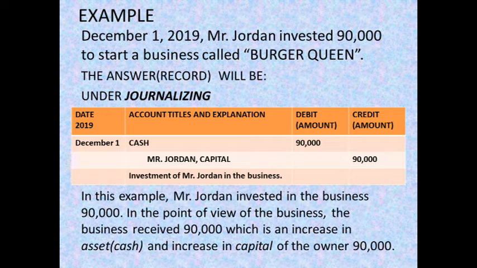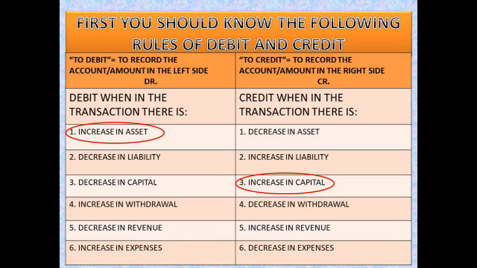For example, December 1, 2019, Mr. Jordan invested $90,000 to start a business called Burger Queen. Using the previous table, the record under the process of journalizing will be: debit cash $90,000, credit Mr. Jordan capital $90,000. In this example, Mr. Jordan invested in the business $90,000. From the point of view of the business, it received $90,000, which is an increase in asset, cash, and an increase in capital of the owner $90,000. There is increase in asset and increase in capital.